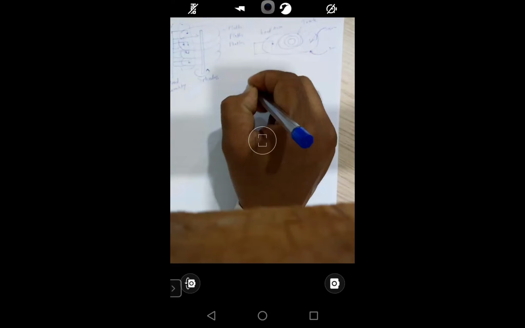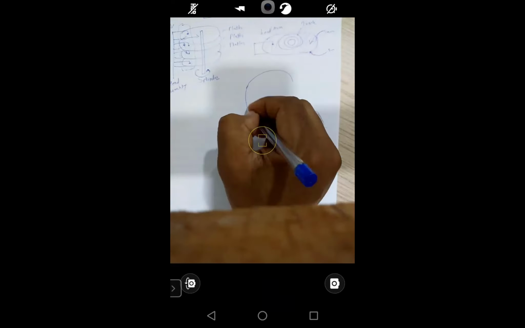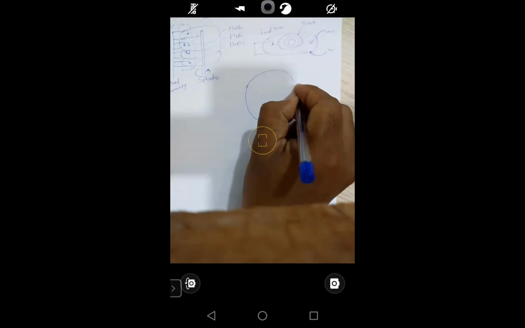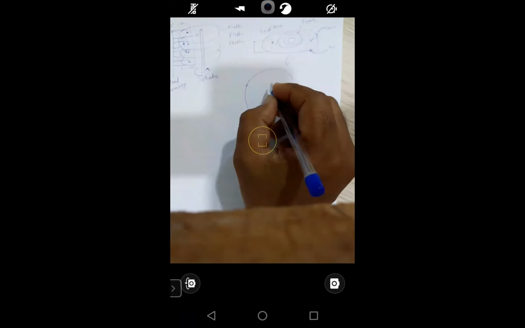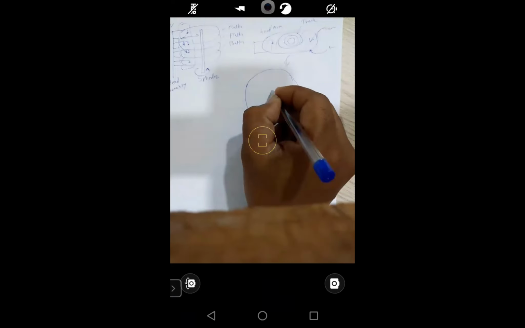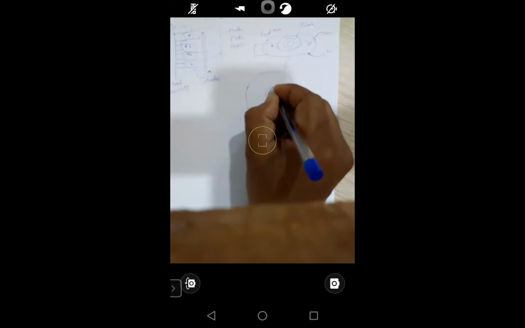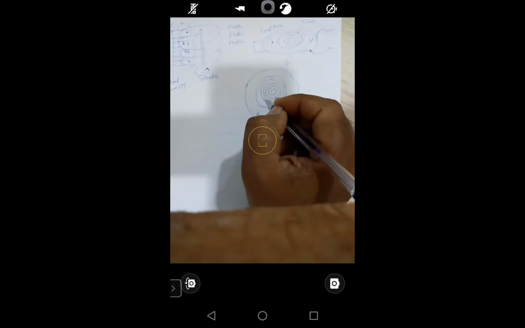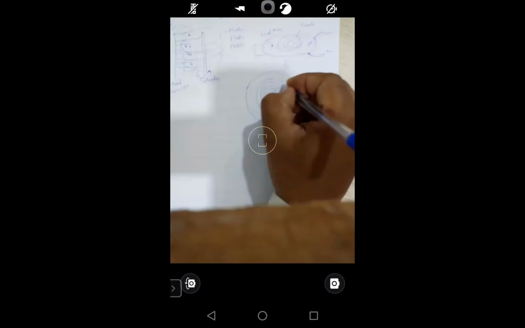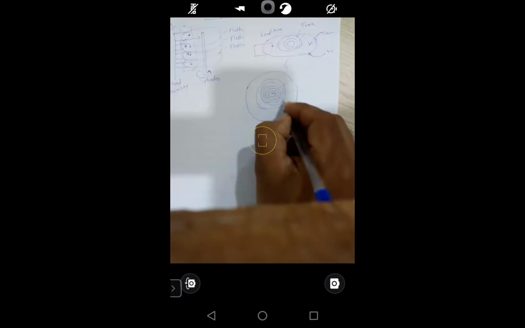About this one disk, this is one platter, and as we have seen, every platter has tracks. These are the multiple tracks, and in this way it is divided.